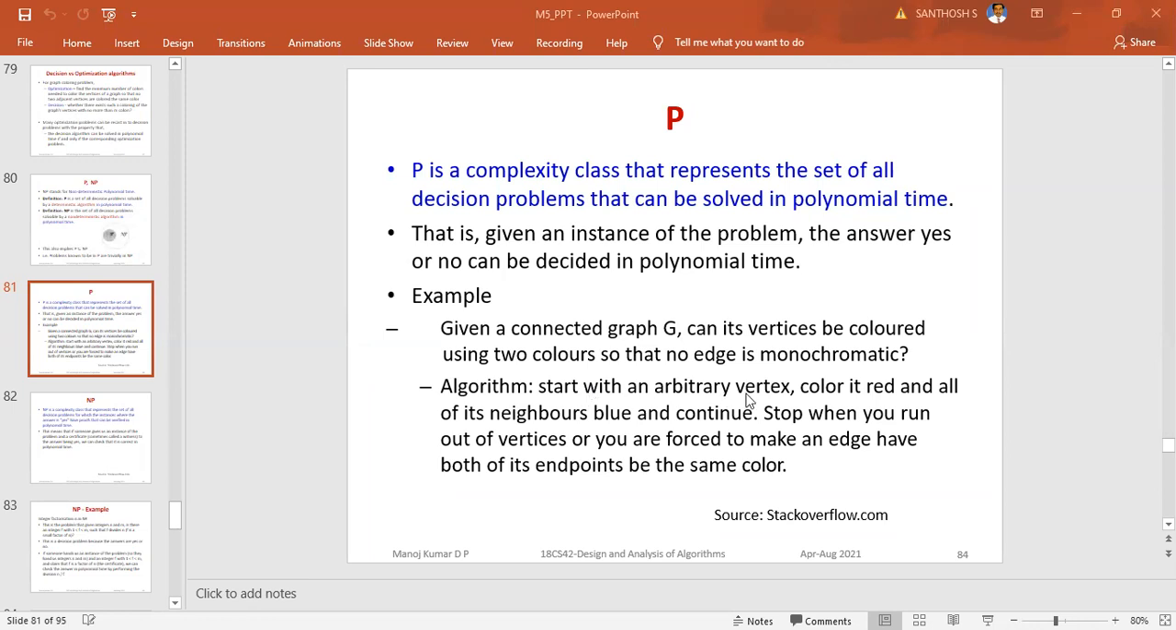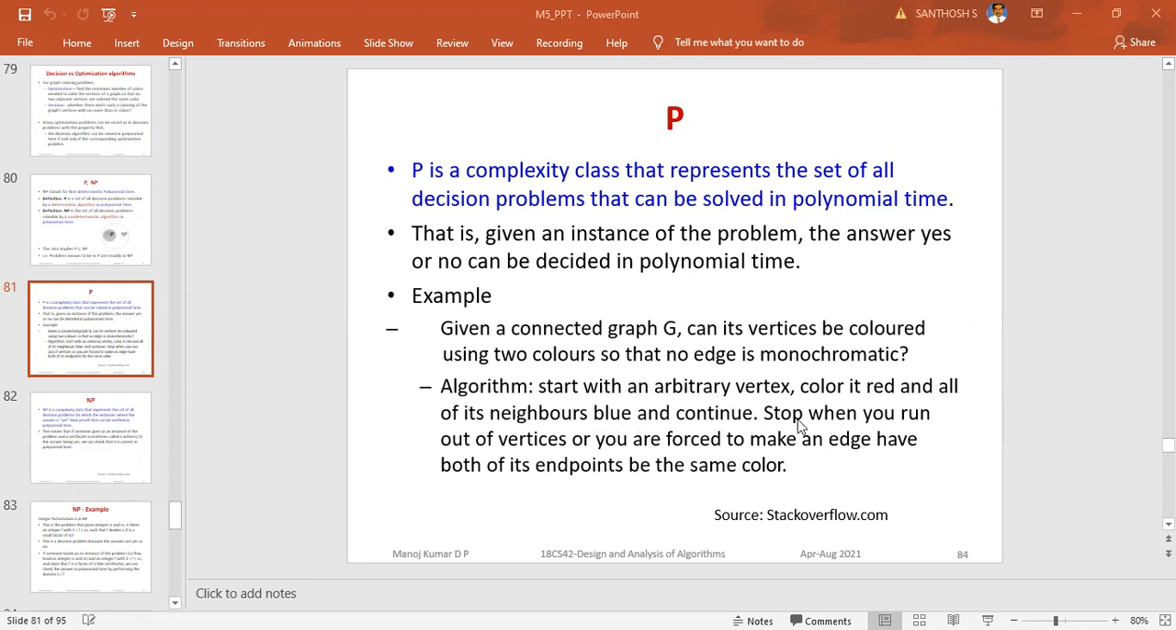So the algorithm starts with this problem, and you have to answer using P. So what is the problem? Given a connected graph G, can its vertices be colored using two colors so that no edge is monochromatic? Okay, so the algorithm starts with an arbitrary vertex, color it red, and all of its neighbors blue, and continue.